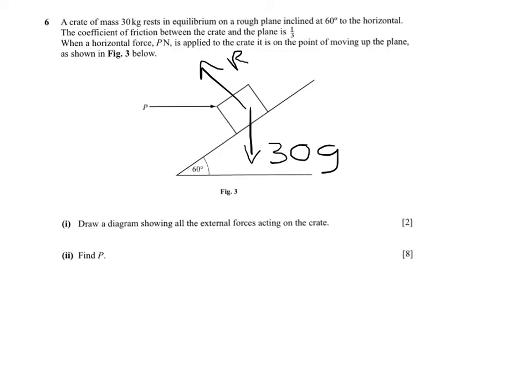There is a coefficient of friction, and we have a rough plane, and the crate is on the point of moving up the plane, so friction will oppose motion and is moving down the plane.